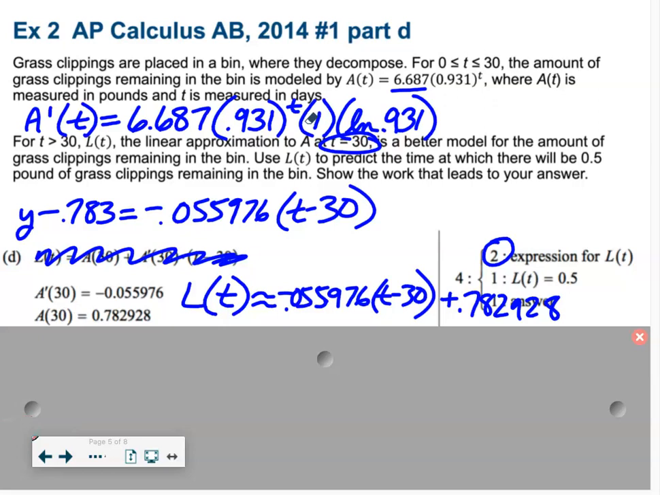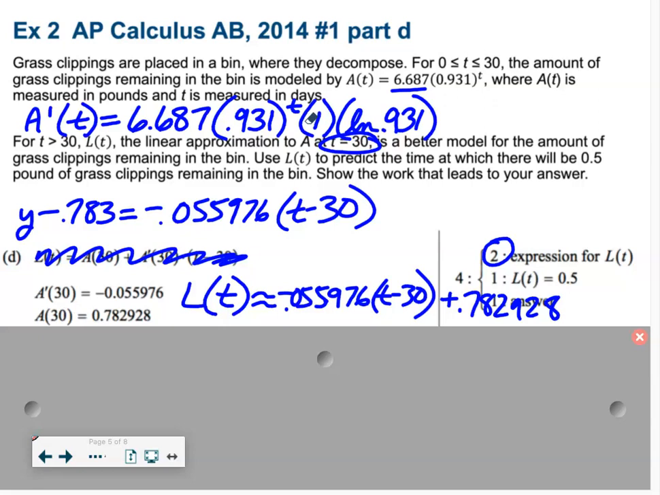Any questions before we move on finding the derivative or writing the tangent line? Okay. So let's read this. Use L of t to predict the time when there will be 0.5 pounds of grass clippings in the bin. So where does that 0.5 get plugged in? Is that a t value? That's an L of t value. They're kind of doing it backwards. They're giving you the L of t and they want you to solve for t.